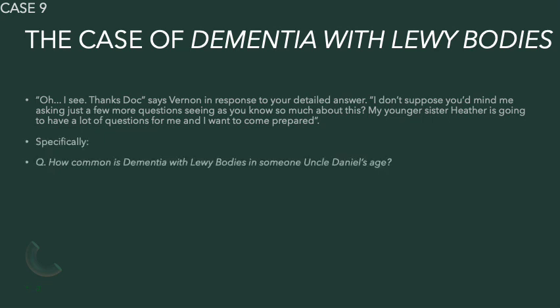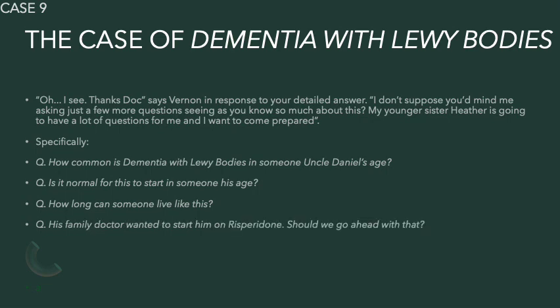Specifically, how common is dementia with Lewy bodies in someone Uncle Daniel's age? Is it normal for this to start in someone his age? How long can someone live like this? His family doctor wanted to start him on risperidone. Should we go ahead with that?